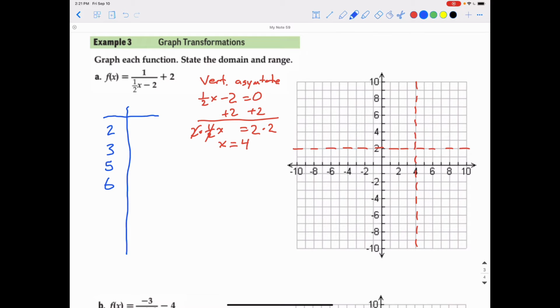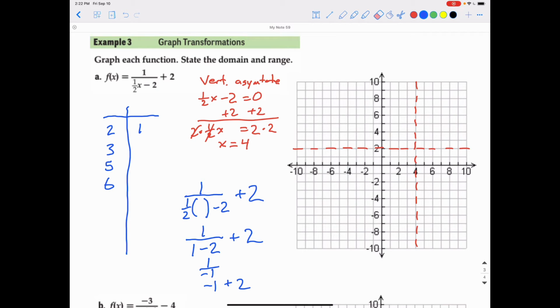So when I plug those in, I'm going to have 1 over 1/2 times 2 minus 2 plus 2. So 1/2 times 2, that is going to be 1. So 1 over 1 minus 2 plus 2. 1 over 1 minus 2, that's 1 over -1, which will equal -1, and -1 plus 2 is 1. So when x is 2, then we get y is 1.